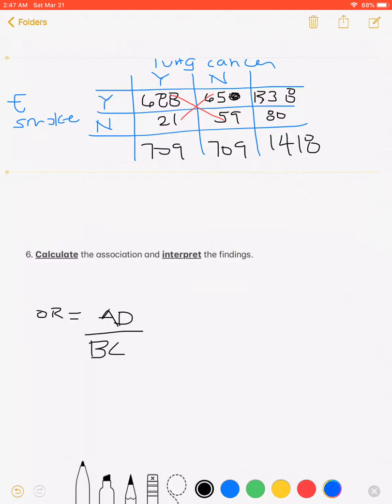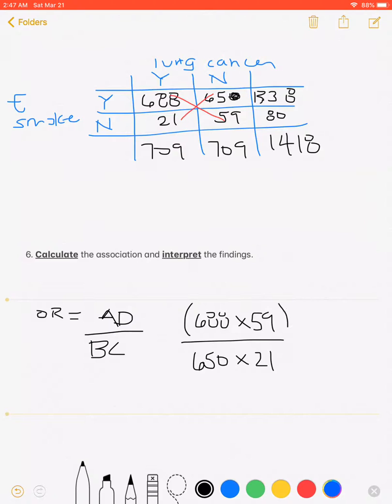Let's put those numbers in. So 688 times 59 over 650 times 21. You might want to put these in just so you remember the order of operations on this. And I am going to calculate this right now because I haven't done it yet. So 688 times 59 divided by 650 times 21 equals 2.973. And in our class, we're always rounding to the tenth, so we come up with 3 as our answer. So the OR equals 3.